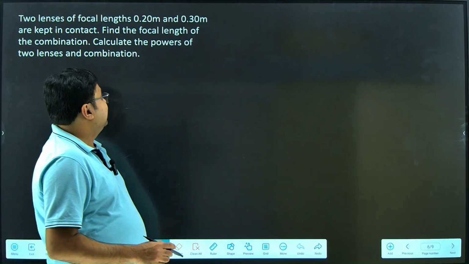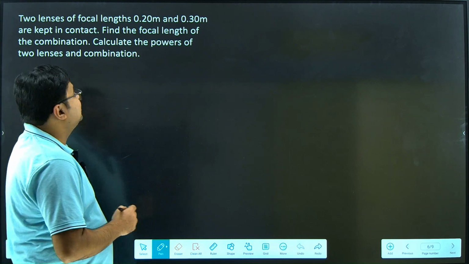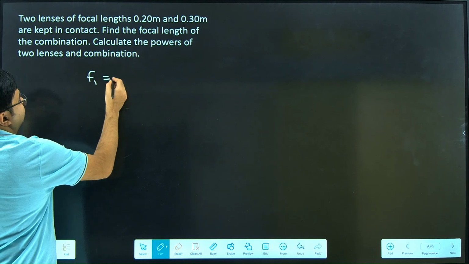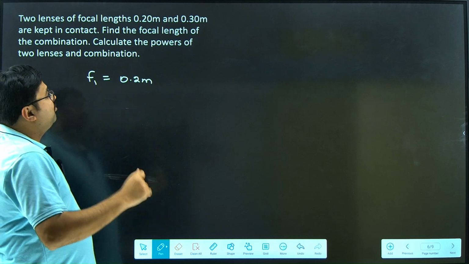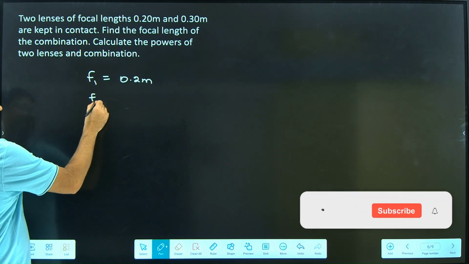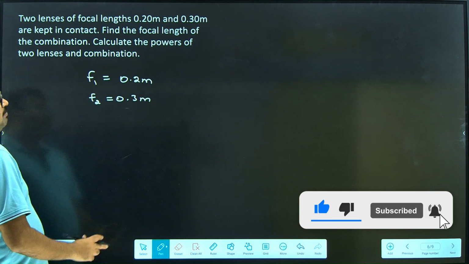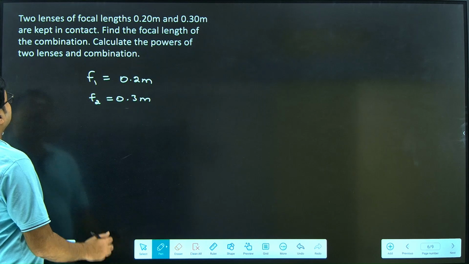So let us look at the next question. Two lenses of focal length 0.2 meter. So the focal length of the first lens is f1 and it is 0.2 meter, and the second lens has a focal length of 0.3 meter, right, and they are kept in contact. So they are in contact with one another. Find the focal length of the combination.